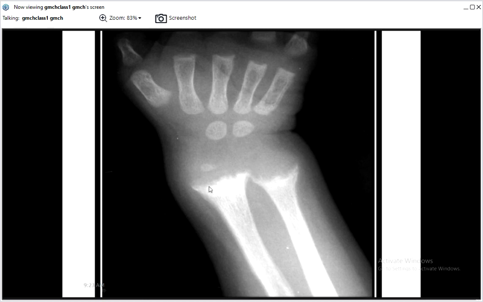So this is a small child. Again you can see this is a widening of the space. Okay. So there is widening, there is fraying and splaying, there is cupping. So this X-ray is typical of rickets. So everybody should be able to tell about at least this X-ray if not any other X-ray. Okay.